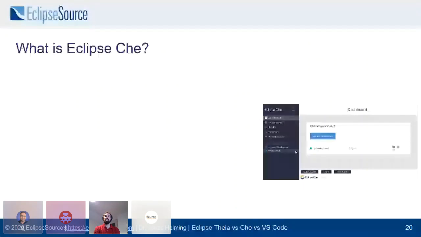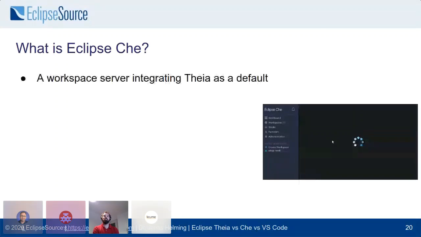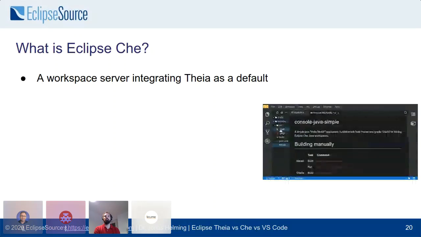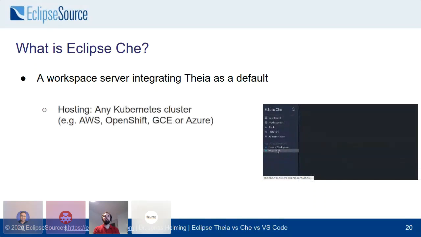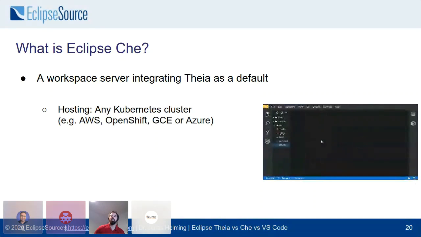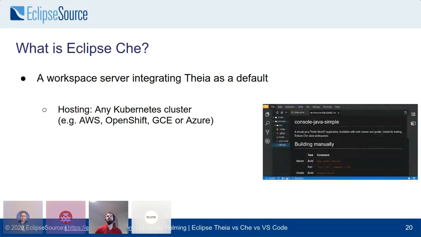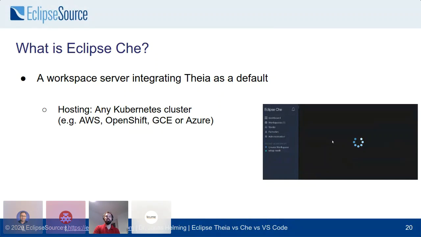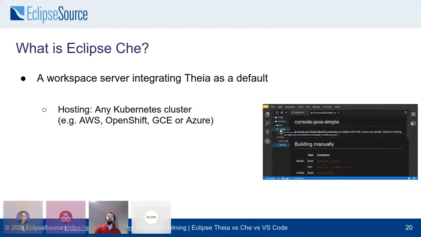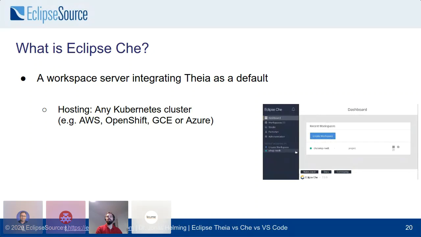Now, what is Eclipse Che? Also, it is a workspace server that integrates Theia as a default IDE. So it has a very similar feature set. From a hosting point of view, it's more flexible. So you can basically host it on any Kubernetes cluster because it's completely Kubernetes native. For example, AWS, OpenShift, GCE, Minikube, you name it. Anywhere you want to deploy it, you can deploy Eclipse Che as a workspace.